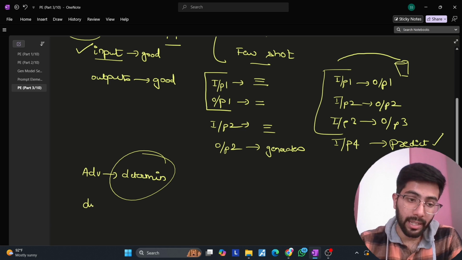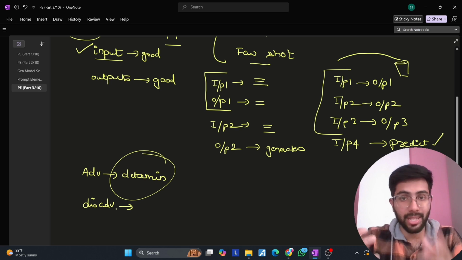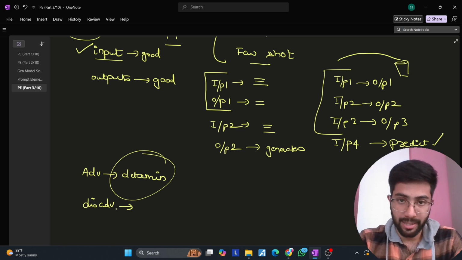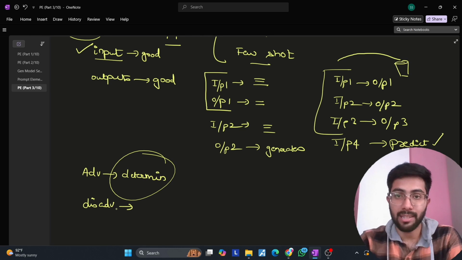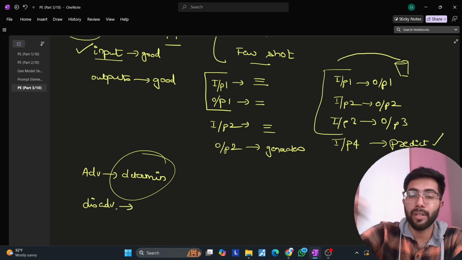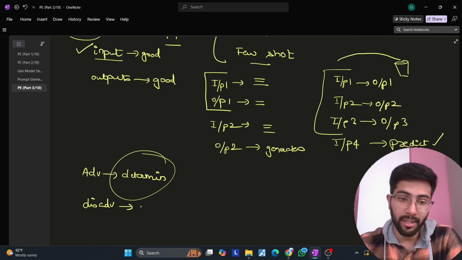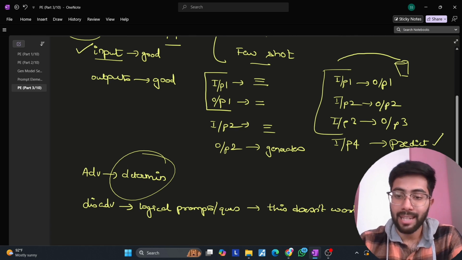And the disadvantage of this specific prompting technique is you cannot use this on logical questions. Let's say you have integration or differentiation of a few equations. Even if you give it 4 or 5 shots of integration questions and answers, it cannot make sense out of it, because it's not just a sequence of tokens but a logic involved. In logical prompts or logical questions, this doesn't work. Got it? That's the disadvantage.